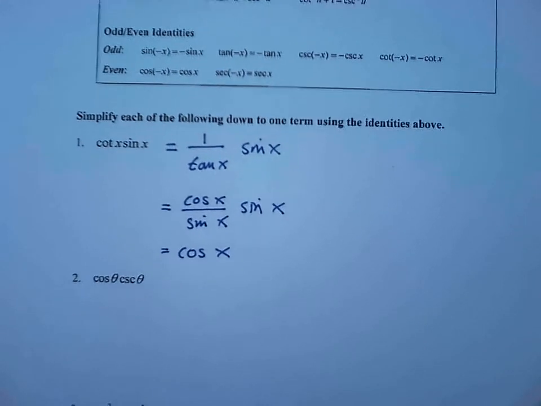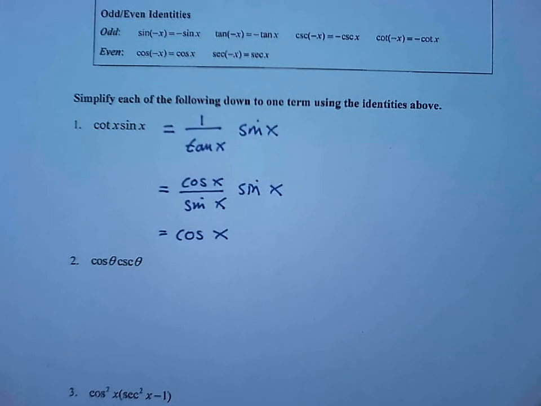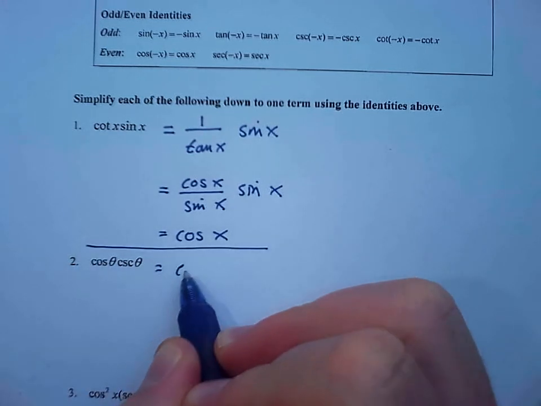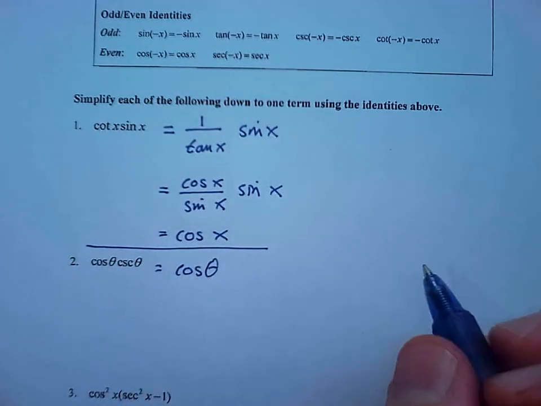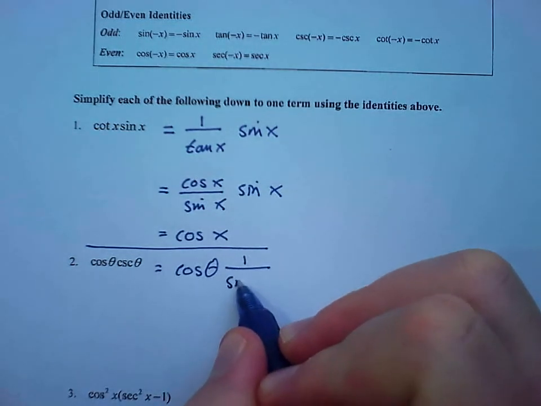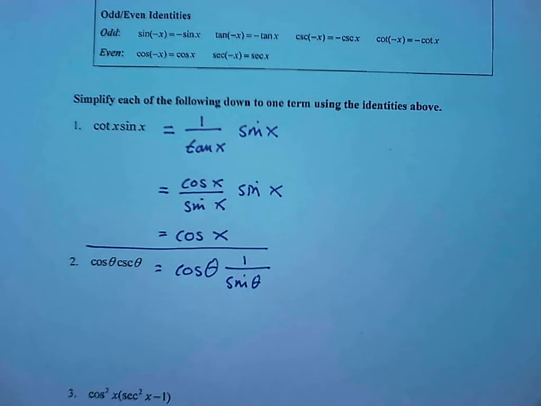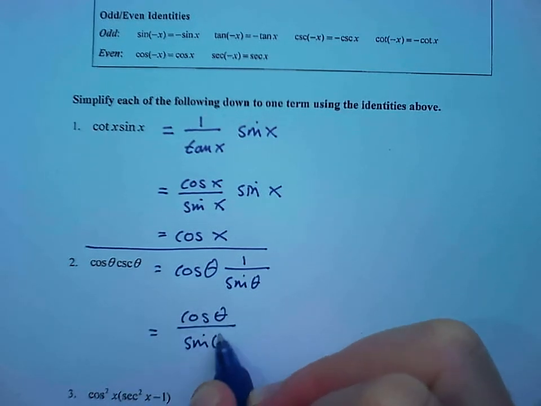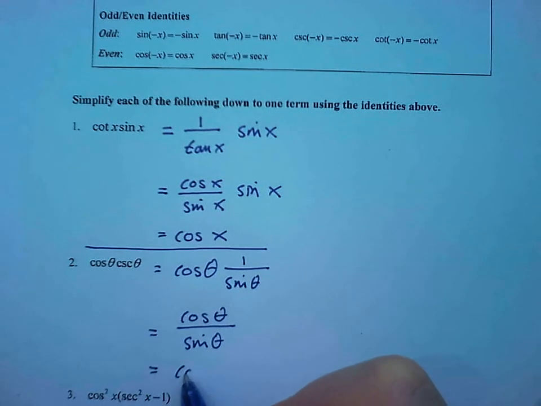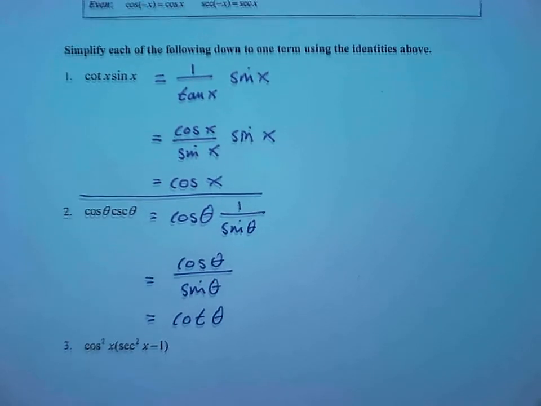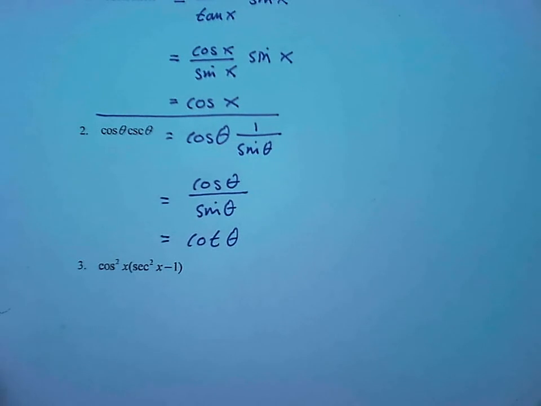For number 2, we have the cosine of theta times the cosecant of theta. Well, we know that the cosecant of theta, according to our definitions above, is simply just equal to 1 over the sine of theta. So therefore, we can rewrite this as the cosine of theta over the sine of theta, which we know is simply just equal to the cotangent of theta. So therefore, if we multiply the cosine of theta by the cosecant of theta, that's just equal to the cotangent of theta. All right, let's go on to number 3.